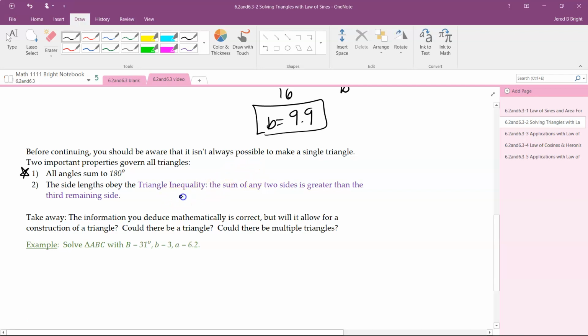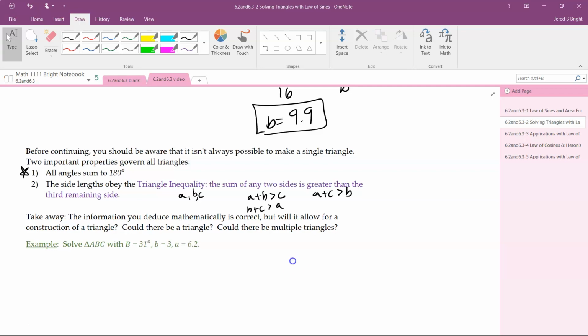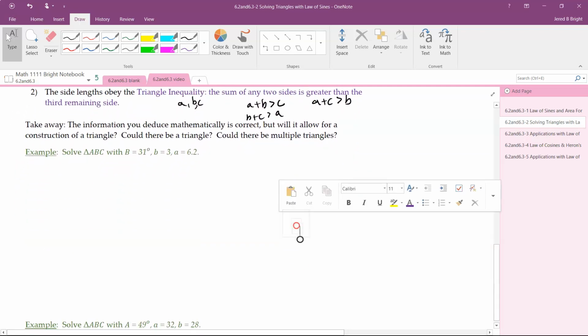So if we have a triangle with side lengths a, b, c, a plus b has to be bigger than c, b plus c must be bigger than a, and a plus c must be greater than b. Those have to be satisfied. Otherwise, it doesn't work out. We can do all these calculations, but at the end of the day, we need to make sure that all the angles sum to 180 degrees and that the sides actually obey the triangle inequality. So you do need to double check your answers. Okay, let's continue solving.